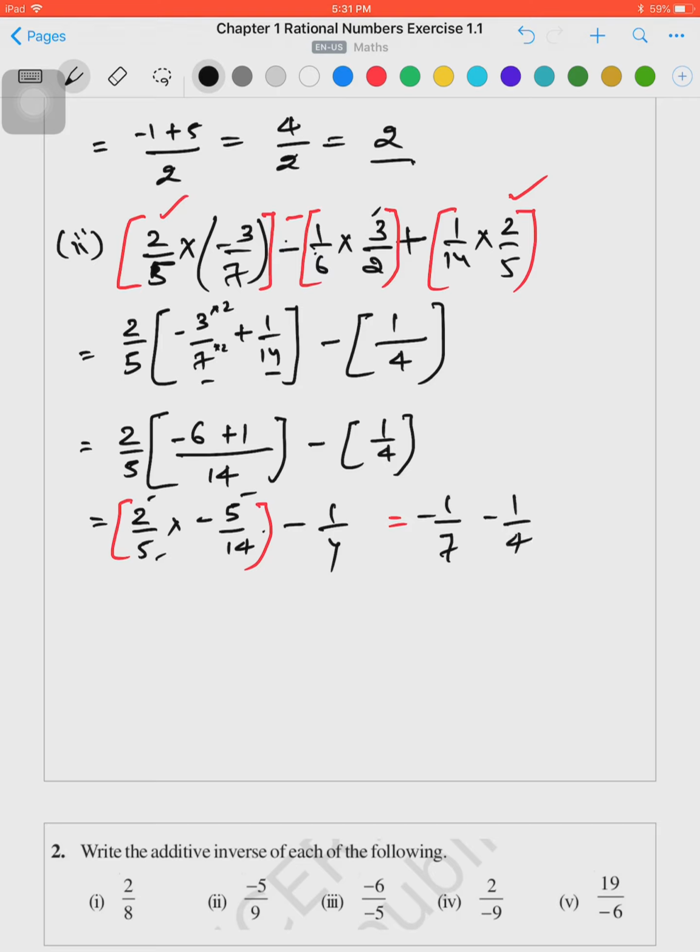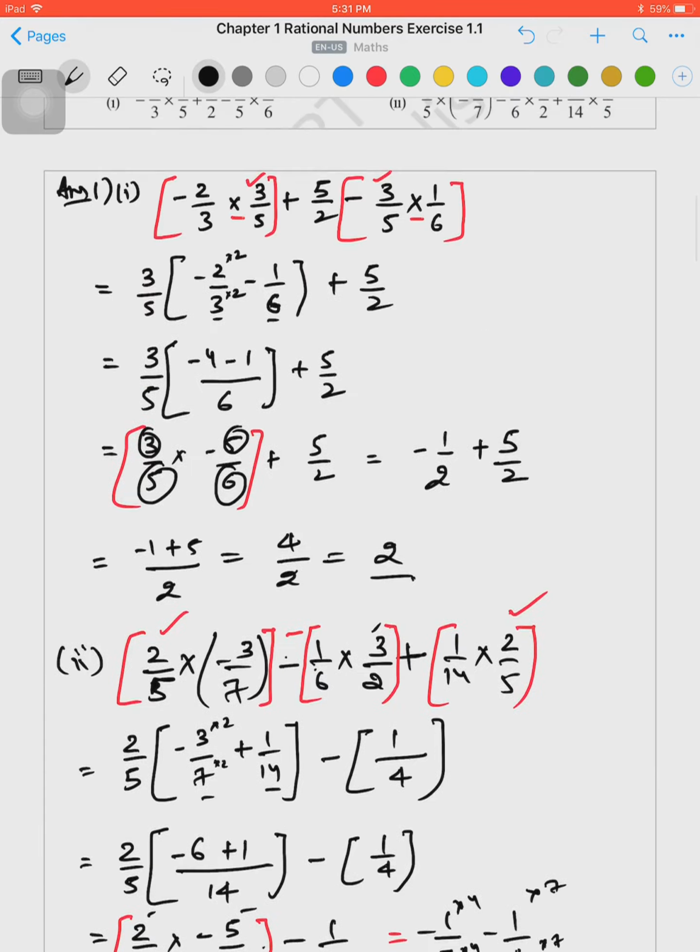Okay, so this will be equal to, the LCM of 7 and 4 will be 28. In order to make 28, we have to multiply by 4 here and 4 here, so it will be minus 4, then inside the bracket we have to multiply by 7 here and 7 here, so this will be 7. So the answer will be minus 11 by 28.